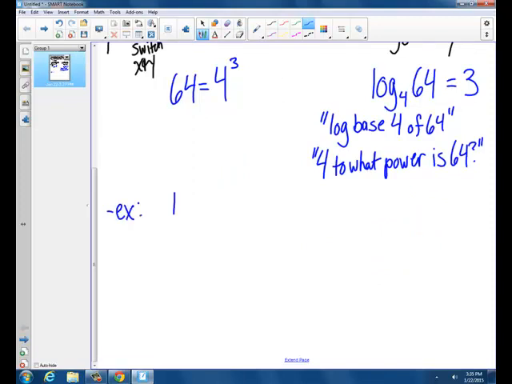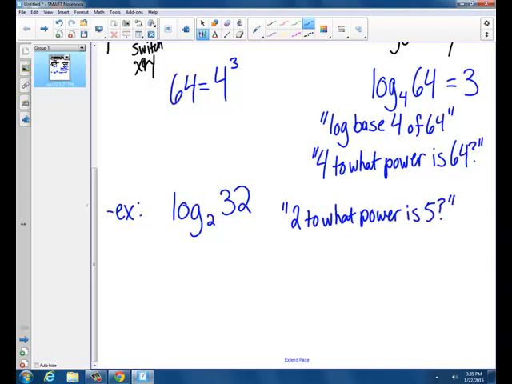How about log base 2 of 32? This is saying 2 to what power is 32? Sorry, I just gave you the answer. 2 to what power is 32? That is the question. The answer is going to be 5.